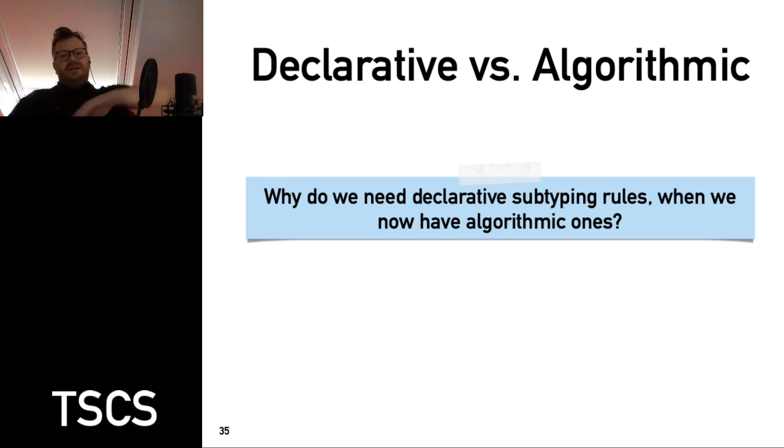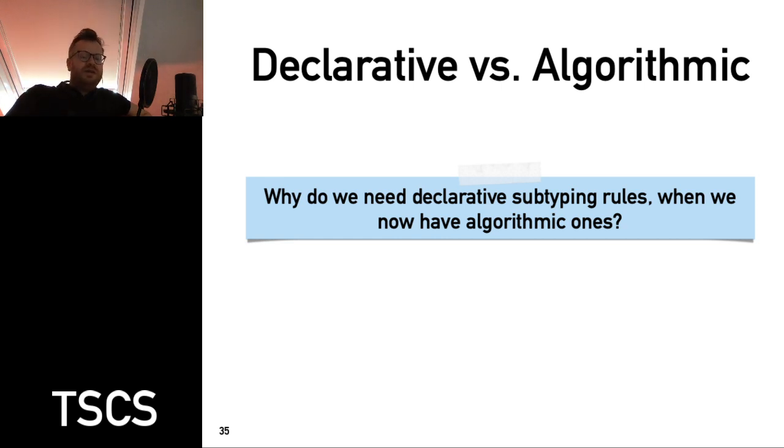Good. Thing is, now we have established 3 different systems. We have the declarative typing rules. We have the algorithmic typing rules, and then we have an algorithm implementing the algorithmic typing rules. Why do we need all of these?